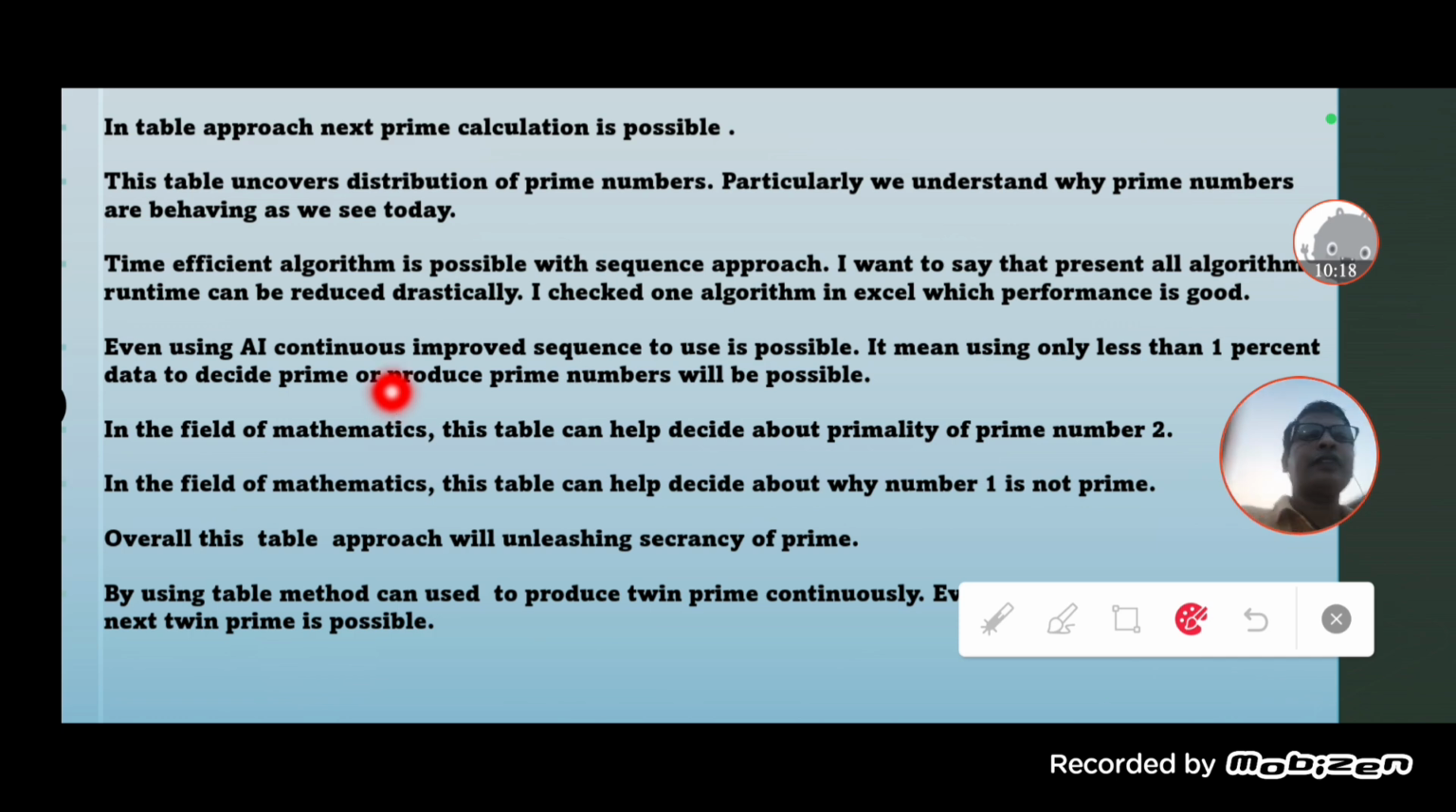So this is the future use of AI: it can reduce, percentage-wise, the data that is needed to produce the primes or to know the primes.